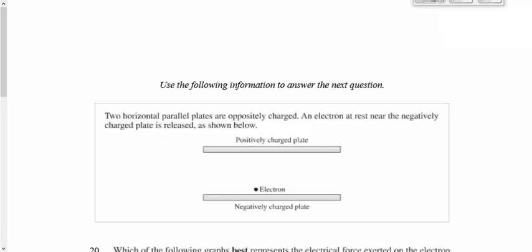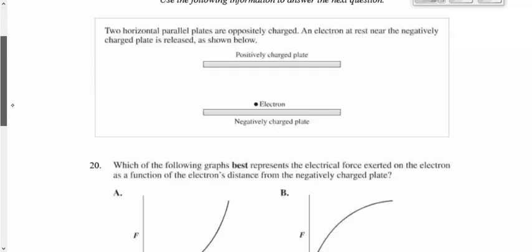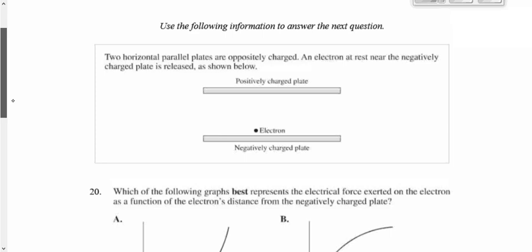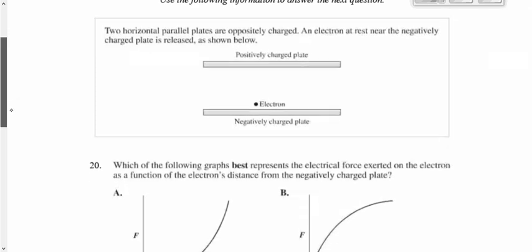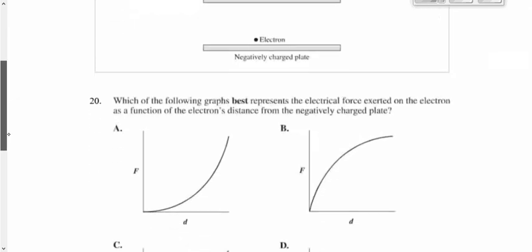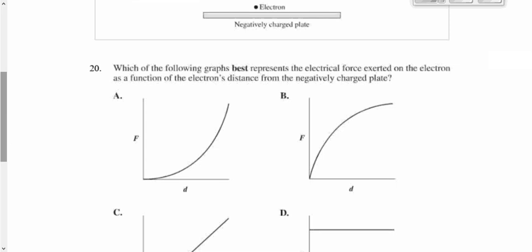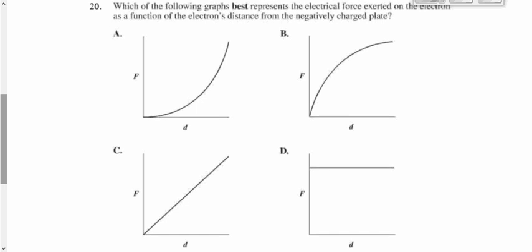Number 20. Two horizontal plates are shown. The electron is at rest near the negatively charged plate. Which of the following graphs best represents the electric force as a function of the distance from the bottom plate? What do we know about the electric field between those plates? It's the same. What do we know about the electric force? It stays the same. What's the answer? D.